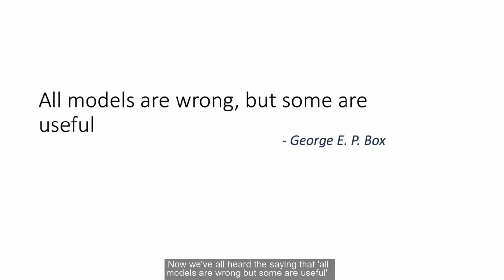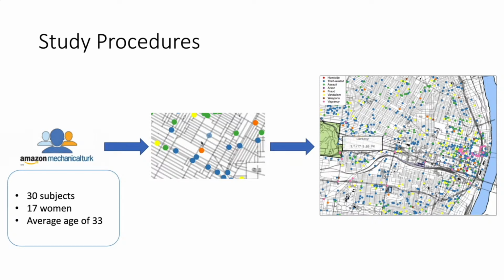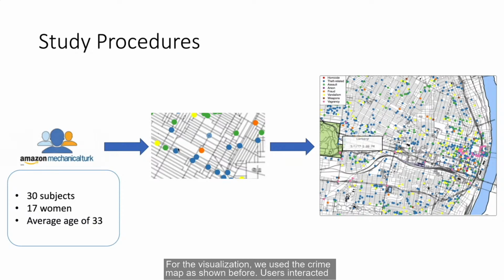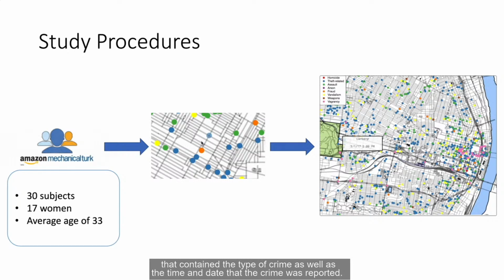Now we've all heard the saying that all models are wrong, but some are useful. And in order to test our model, we decided to run a user study. We recruited 30 participants via Amazon Mechanical Turk, 17 of which were women, and the average age was 33. For the visualization, we used the crime map as shown before. Users interacted with this map by clicking on the points, and clicking on the points revealed a tooltip that contained the type of crime as well as the time and date that crime was reported.